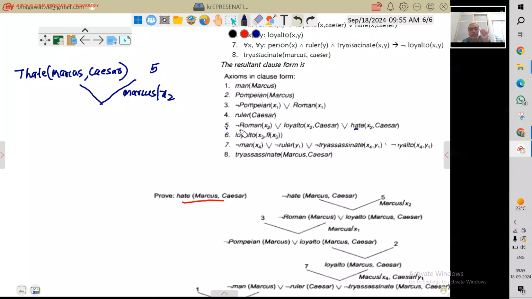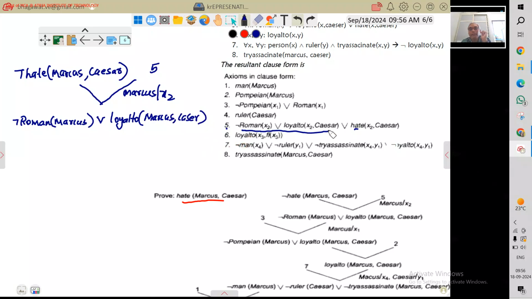So what will be my new resolvent clause? The remaining clauses will be my resolvent clause. Now I will write down the remaining clauses. What are the remaining clauses we have got? We have negation Roman(x2), but x2 has been replaced with Marcus, so we write Roman(Marcus), or the next one, loyal to(x2, Caesar), with x2 replaced with Marcus, so we write loyal to(Marcus, Caesar).